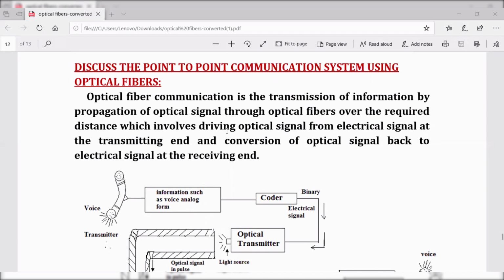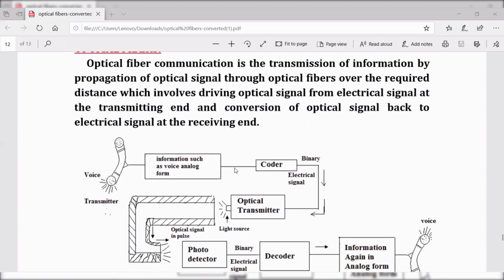So, the meaning of optical fiber communication or fiber optic communication is the transmission of information by the propagation of optical signal through the optical fibers over any required distance, which involves two steps. One is deriving an optical signal from the electrical signal at the transmitting end and converting back the optical signal into the electrical signal at the receiving end.